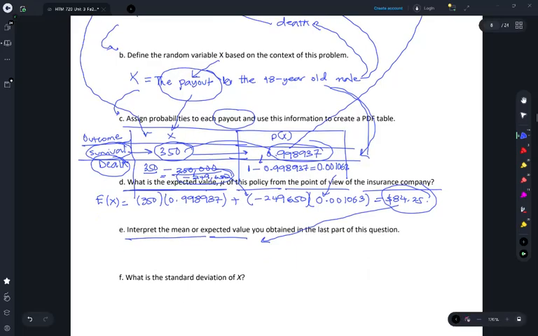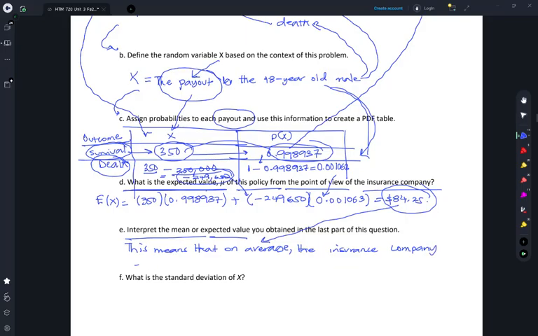So what is the mean, or this expected value? What does it mean? This means that on average, the insurance company expects to make $84.25 on each 18-year-old male it insures.